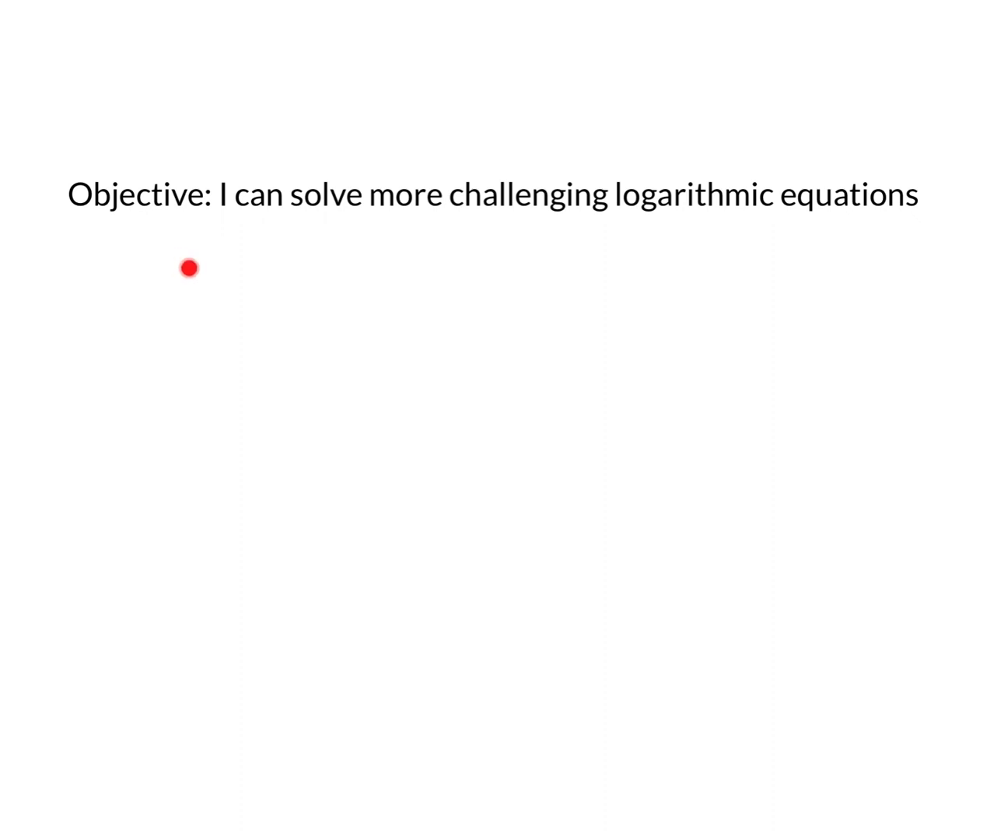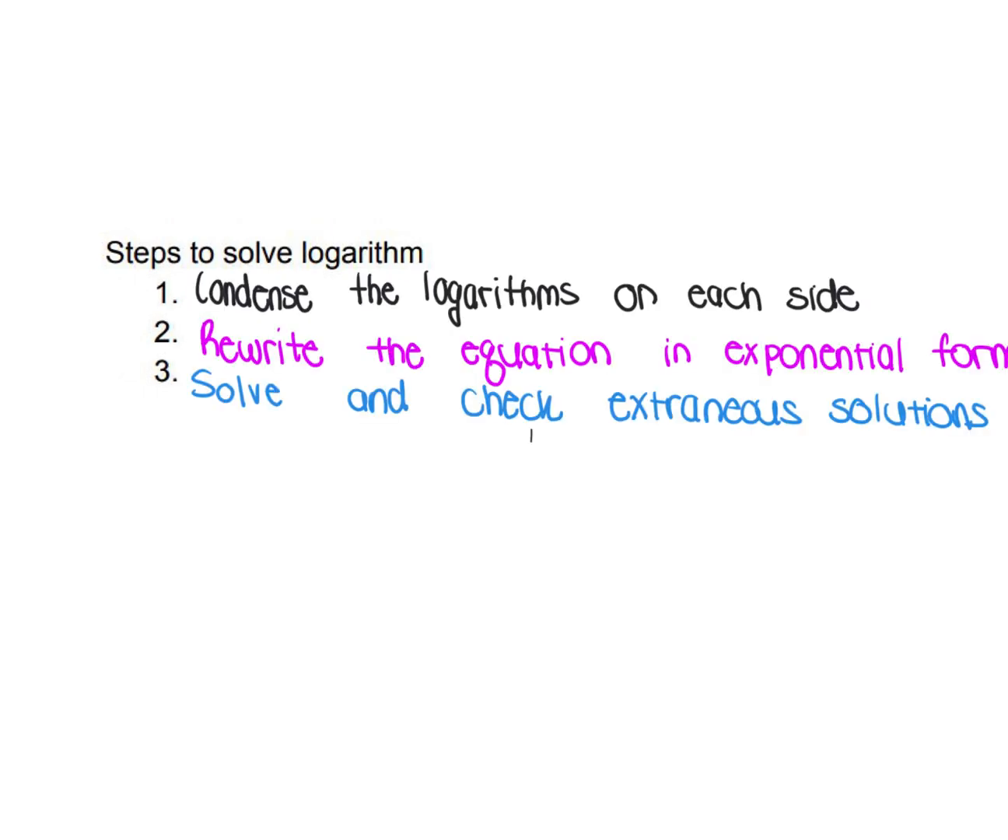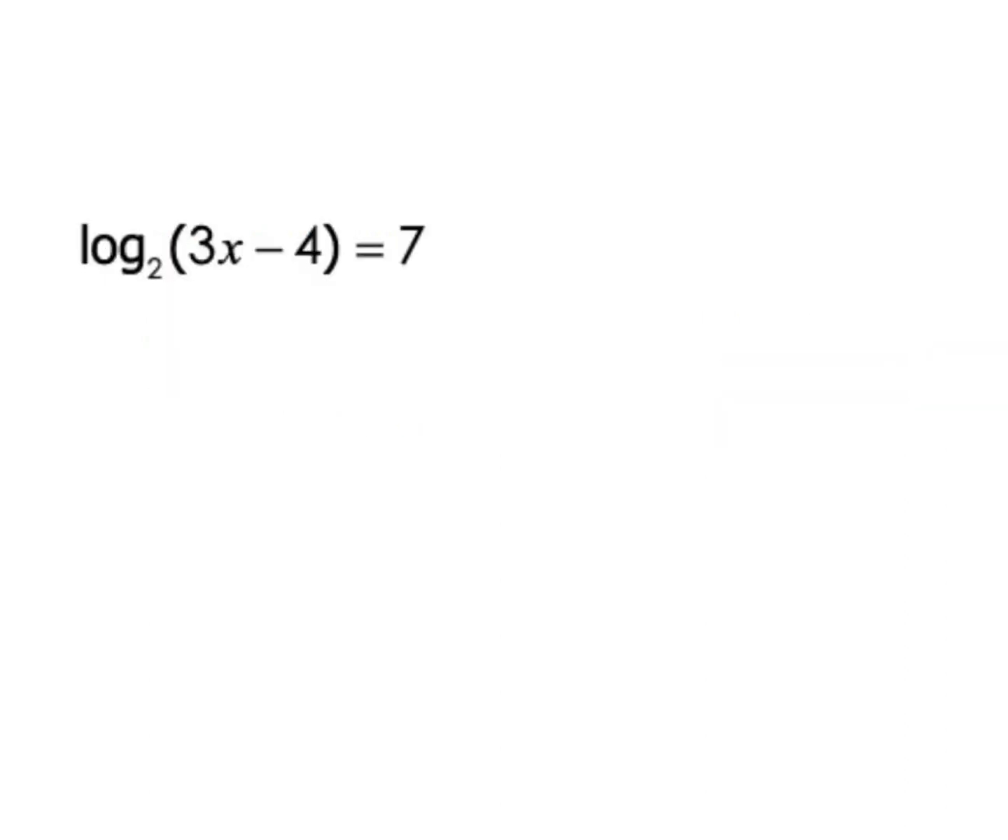So the lesson objective is I can solve more challenging logarithmic equations. Just to review the steps to solve logarithms. So again, condense the logarithms on each side, rewrite the equation in exponential form, and then solve and check for extraneous solutions. Here we have log base 2 of 3x minus 4 equals 7.